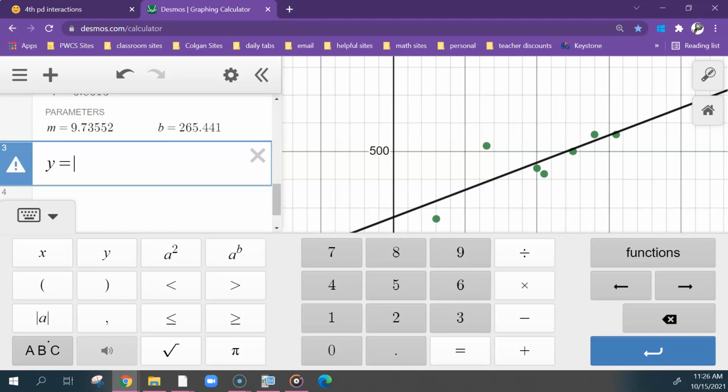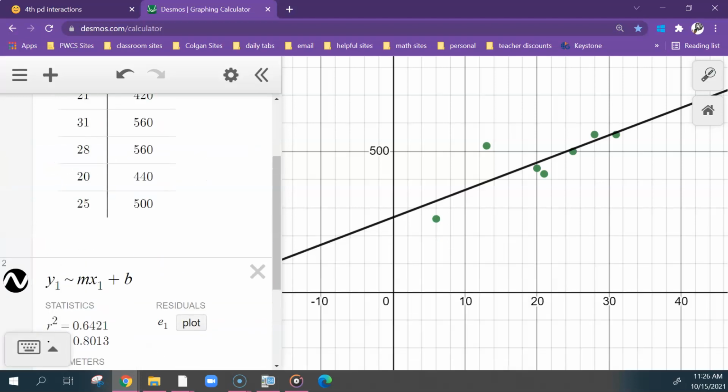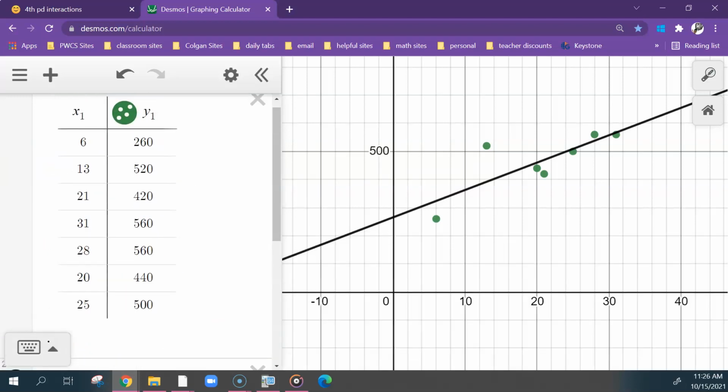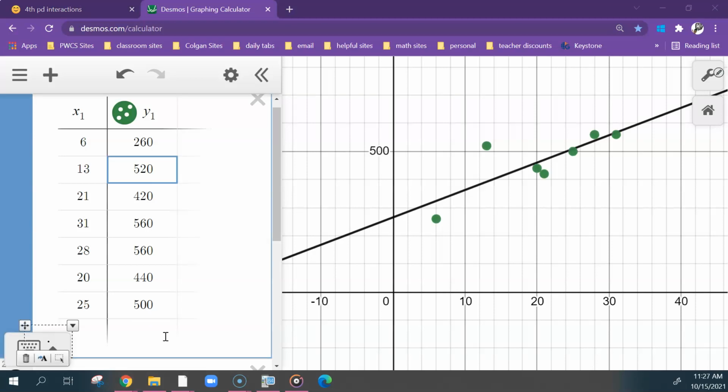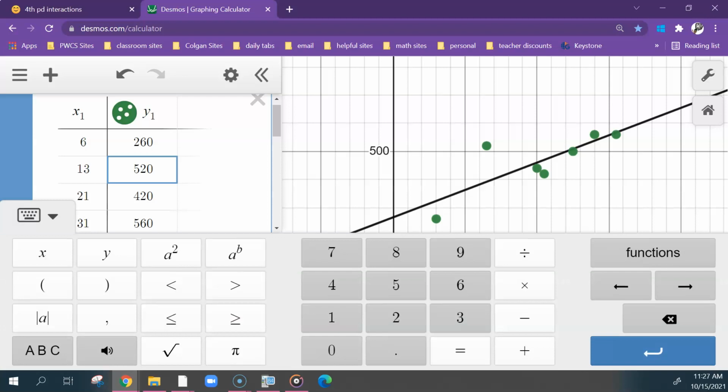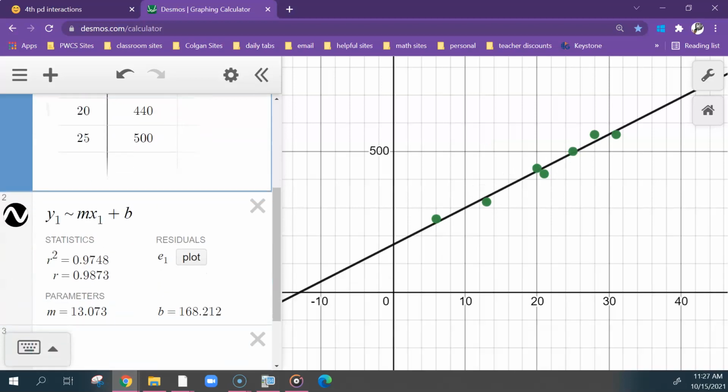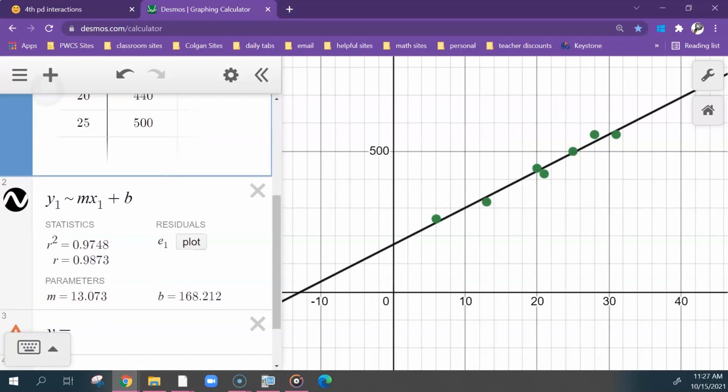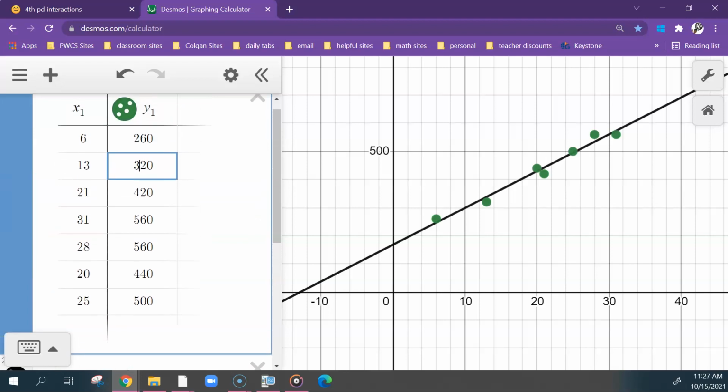And actually, I feel like I did something wrong because that's not what it should be. Let's see, one of these numbers is not the right one. I think this is supposed to be a 3. That looks more like what it's supposed to be. So yeah, this one was a 320. I put 520. That was my bad.